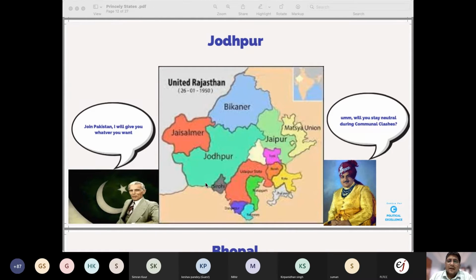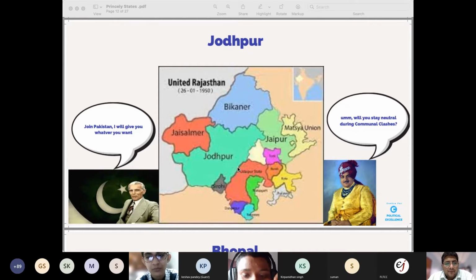I will give you military support also, and along with that, I will give you agrarian support in terms of agriculture. Now, on the other side, Patel and VP Menon knew that Jodhpur was a very big state, as you can see on the screen. Almost half of today's Rajasthan was Jodhpur, and it bordered Pakistan also. So this could put India's security in jeopardy in future. So Patel also started convincing, and the other princely states like Bikaner and Jaisalmer also helped in convincing the Maharaja of Jodhpur to join India.